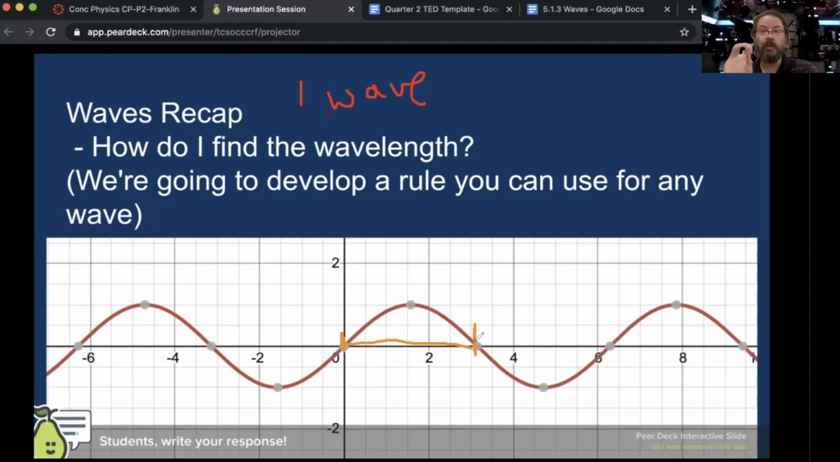Where does the motion start to repeat? So if I start here and I trace the wave, where does it start over? Where does it start doing the same thing again? Nope, I'm going downward. It's doing something different. Oh, now I'm going to start over and I'm going to go back up again. So from here to here is actually one wave. Well, guess what? That distance is also known as a wavelength. Okay, so the wavelength is the length of one wave.